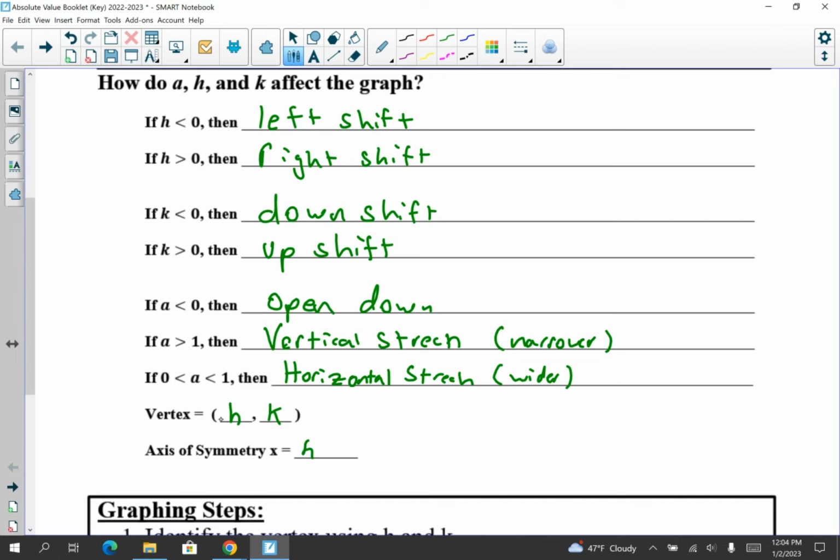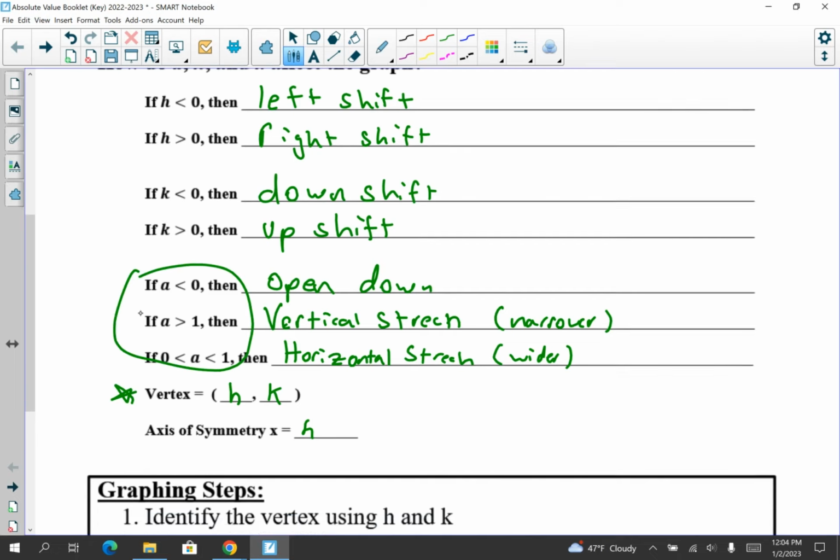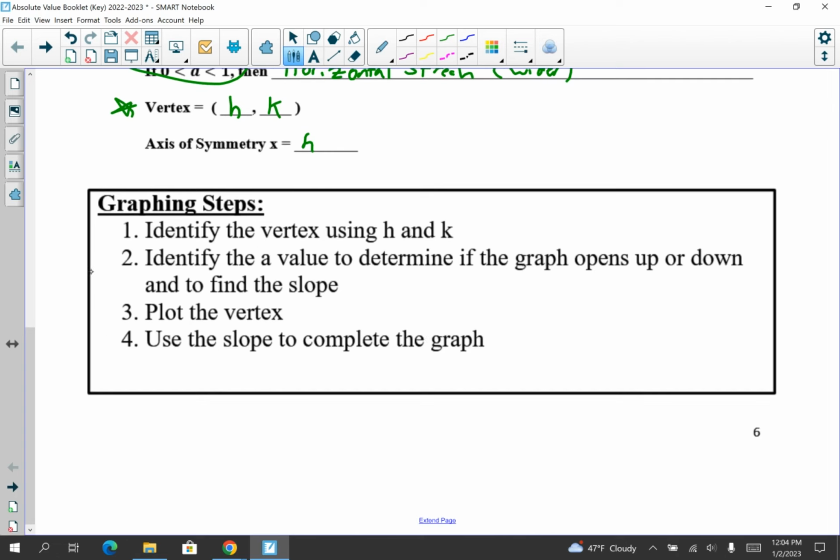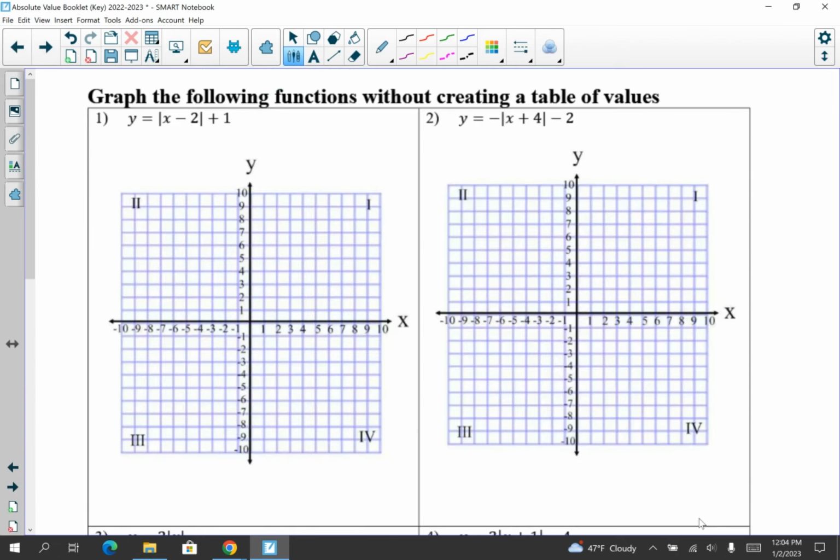Okay, the vertex and our a value is really what we're going to use to graph. So we're going to identify the h and k. We're going to identify the value of a to determine if it goes up or down, plot the vertex, and then use that a to complete the slope. So let's put that into practice.